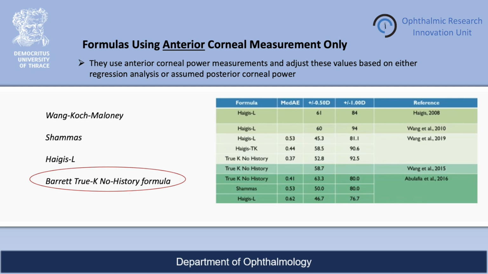Some of the formulas using only anterior measurements are the Wang-Koch-Maloney, Shammas, Haigis-L, and the Barrett True K history formula. Regarding the accuracy, the Barrett True K history formula and Haigis-L are the most promising with the smallest variance and median refractive prediction error.